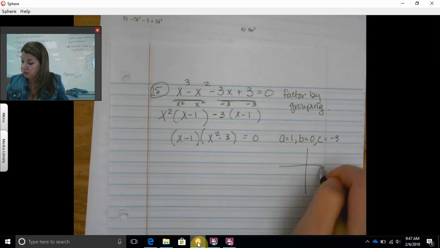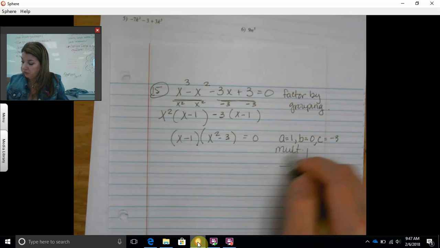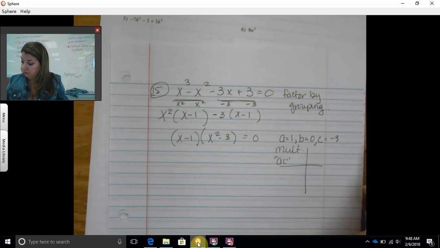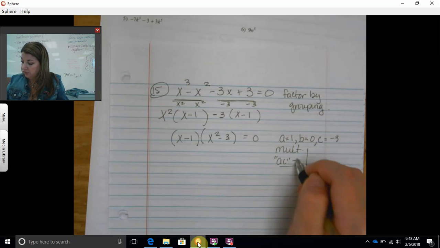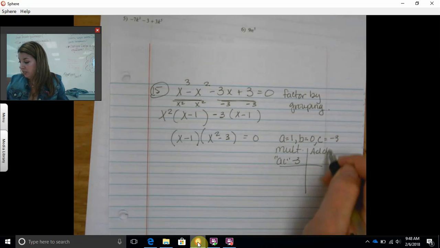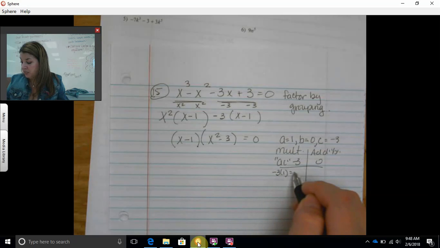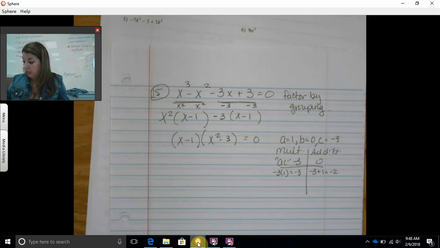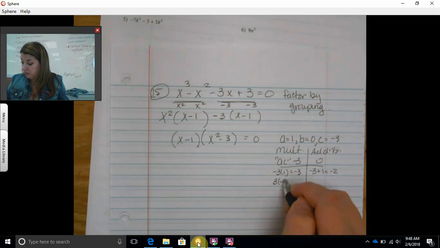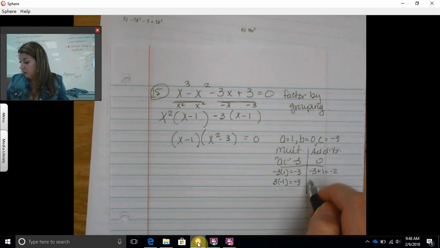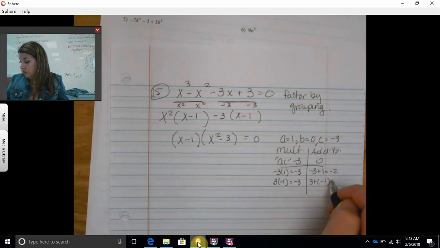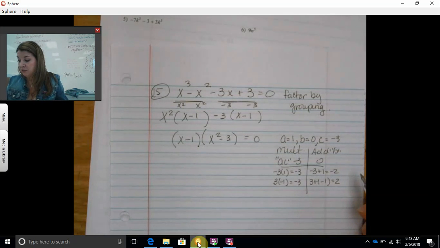We would need 2 numbers that multiply together to give us A times C, which is negative 3, and add to get B, which is 0. Not factorable, right? Negative 3 times positive 1 is negative 3, but negative 3 plus 1 is negative 2. That won't work. If we did positive 3 times negative 1, we would get negative 3, but 3 plus negative 1 is positive 2. That won't work. Negative 3 has no other factors, so that can't be factored any further.